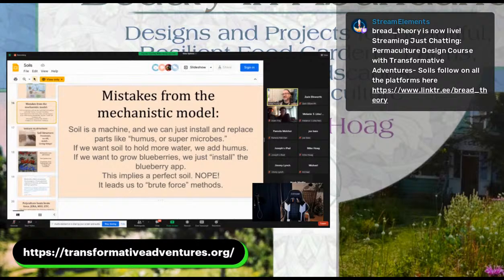So this mechanistic model that we're trying to move away from in a lot of our thinking, I think a lot of our human Western thinking is tied up in mechanistic worldviews that we're trying to escape at this time, and soil is one of these. So, being really practical about some of the mistakes that this mechanistic model makes us make. The first is the idea that soil is a machine, and we can just install and replace parts like humus, or maybe the soil is missing some sort of microbe, and we can just buy it and import it and replace it.